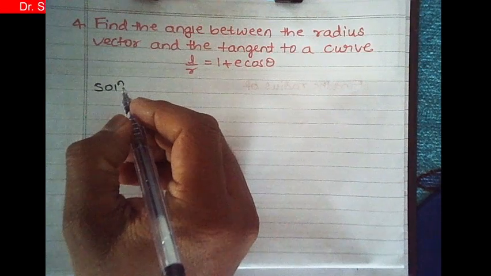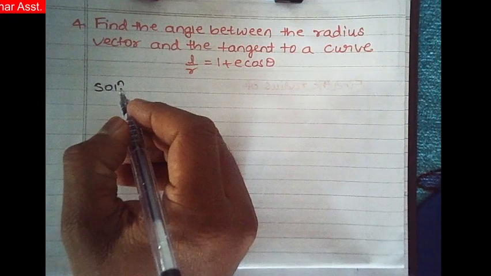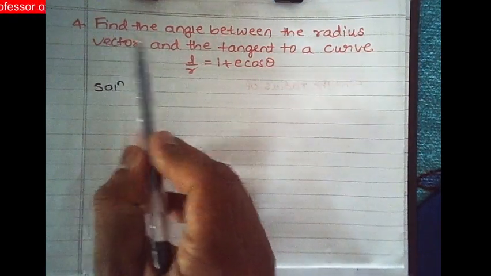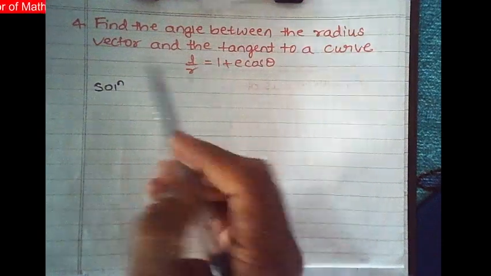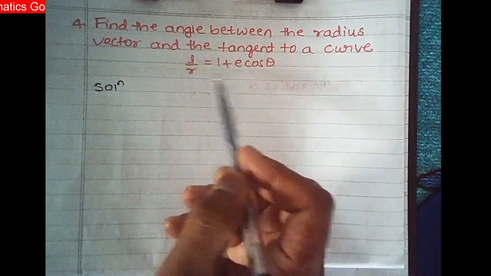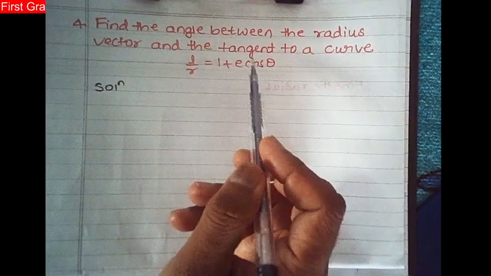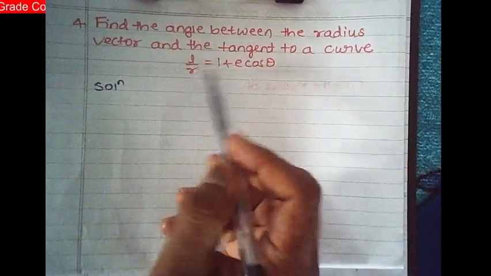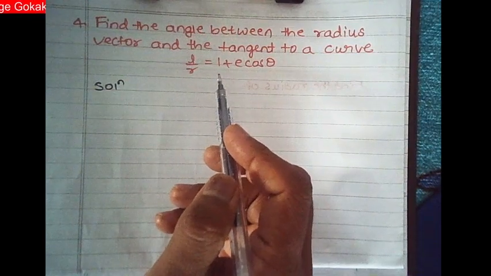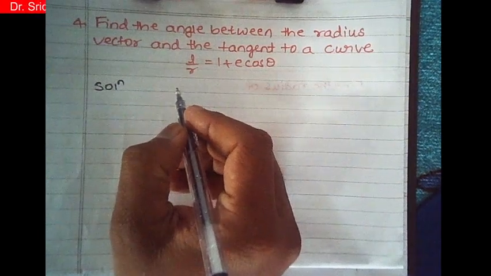So today we solve one more problem on the angle between the radius vector and the tangent to a curve. Here the problem is: find the angle between the radius vector and the tangent to the curve l/r = 1 + e cos theta. This is the given curve, and for it we have to find the angle between the radius vector and the tangent.